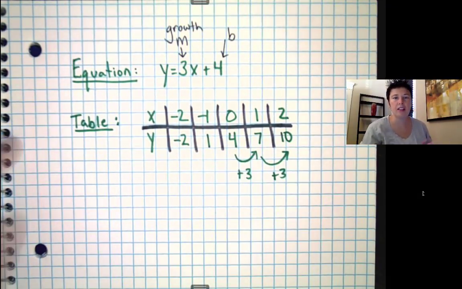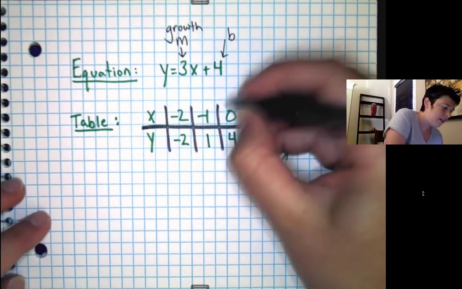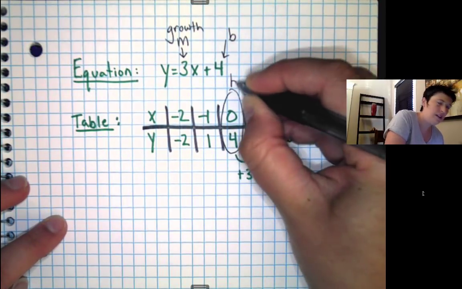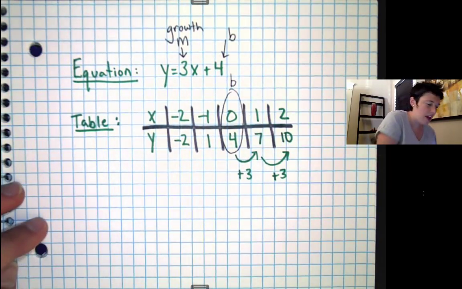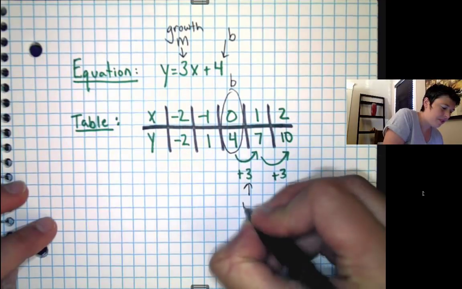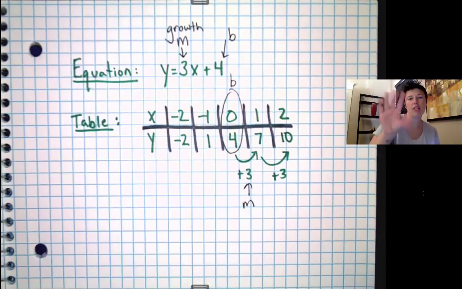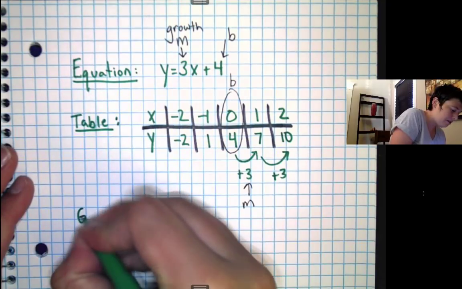And you can see the big connection here, I hope, is that that b value is right here. This is how we got things started, that 0, 4. And then that m value, that growth, is that growth in the table at the bottom. So here we go. We got our equation. We got our table. We're going to go to the next step, which is to make our graph. So I'm going to write graph.